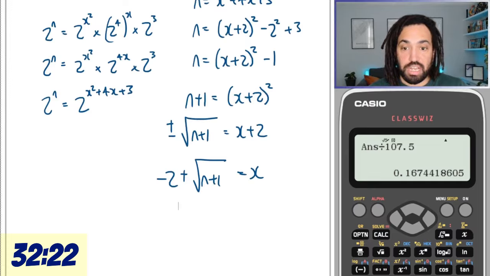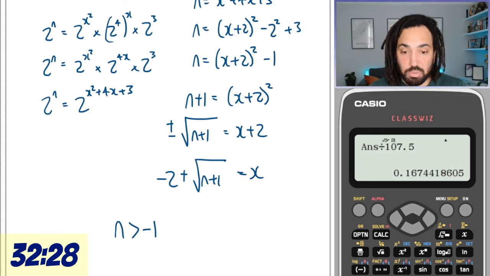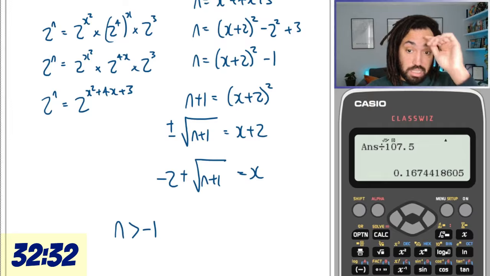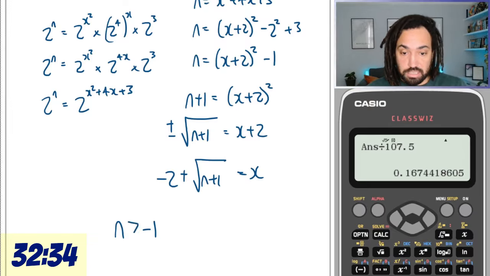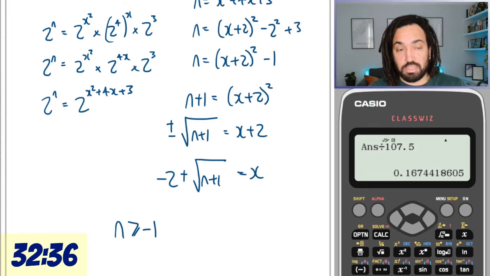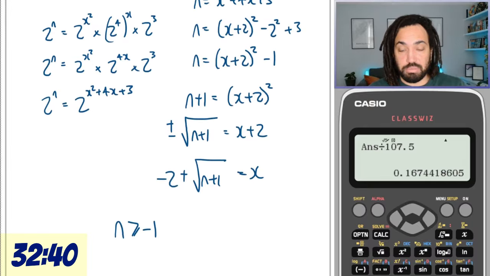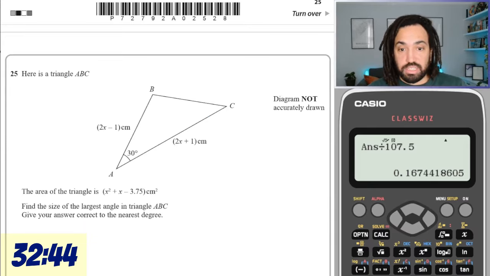Also, the restriction on n is that n must be greater than minus 1. Or equal to minus 1, I guess. n could be minus 1. Is that fine for n to be minus 1? Yeah, n to be minus 1 is fine. I think that's it.